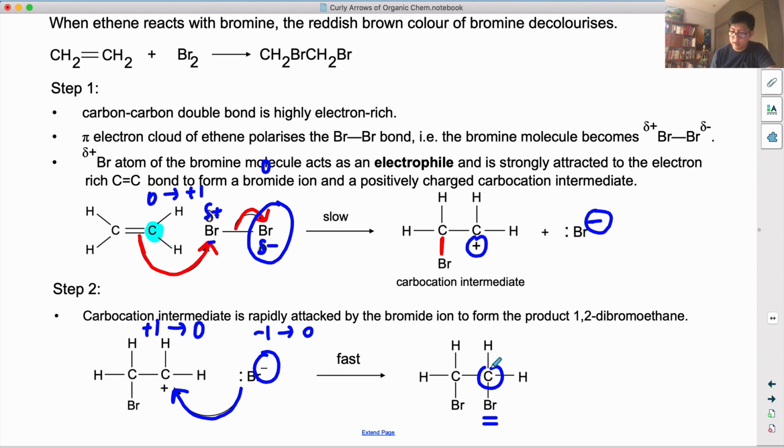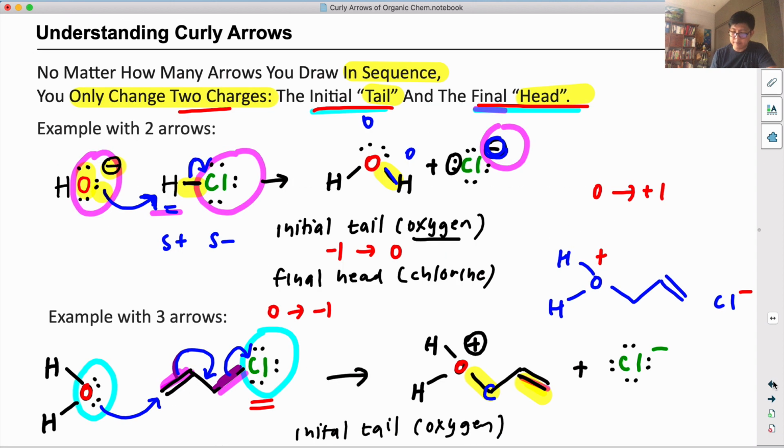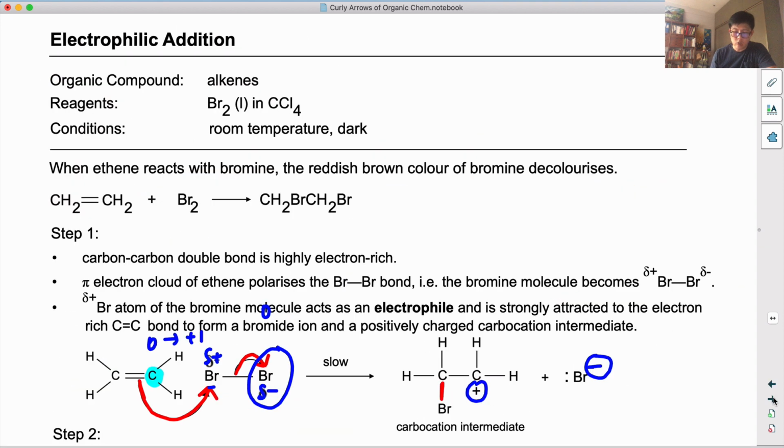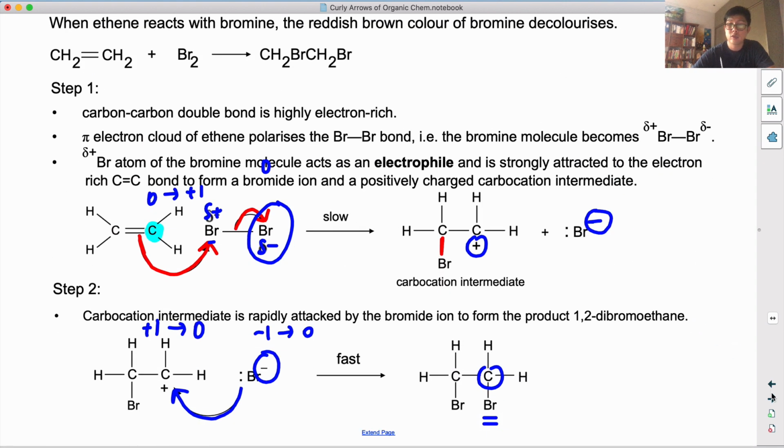Okay, so this is the idea, very important. You can see that when you draw an arrow, the tail will become more positive by 1 and the head will become more negative by 1. Okay, let's try one more example. I'm just trying to relate back to the examples that we've learned in school. Okay, let's look at the next one.